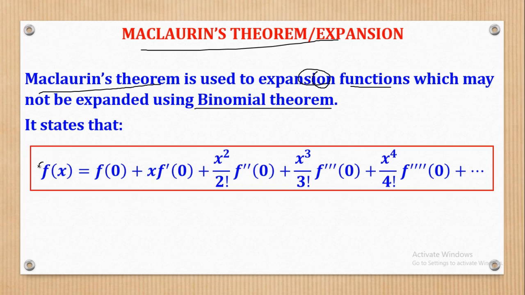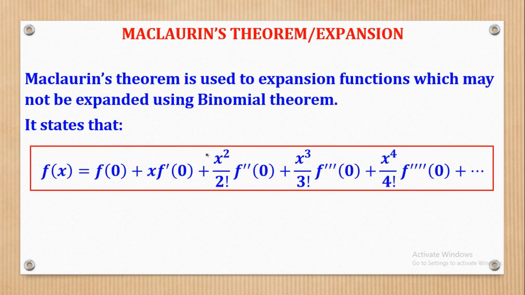So it says that f(x) is equal to f(0) plus x f prime 0. Now f prime 0 means the first derivative, then x squared over 2 factorial f double prime, meaning the second derivative, then x cubed over 3 factorial multiplied by the third derivative, x power 4 over 4 factorial multiplied by the fourth derivative, and the process continues.